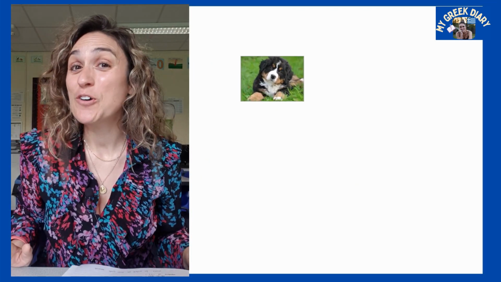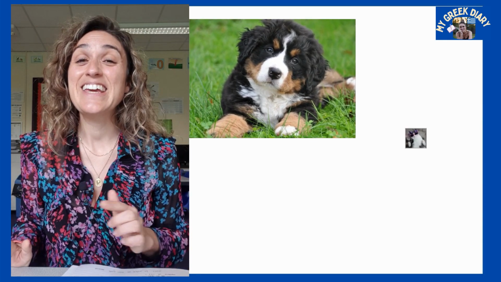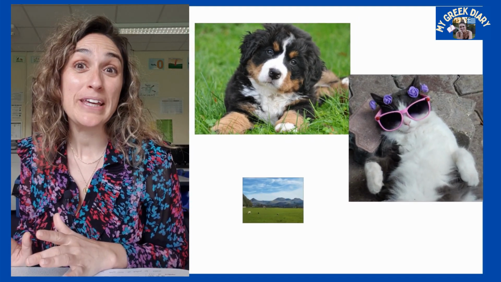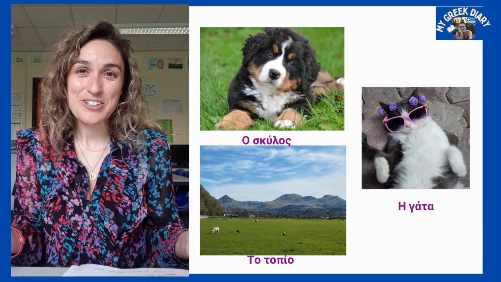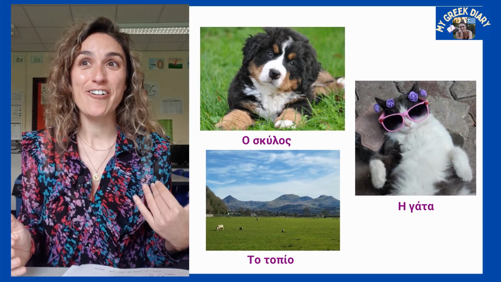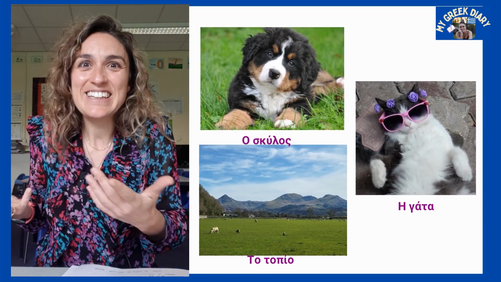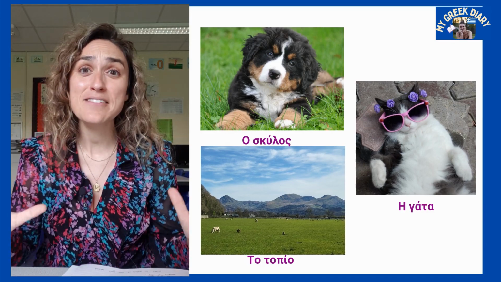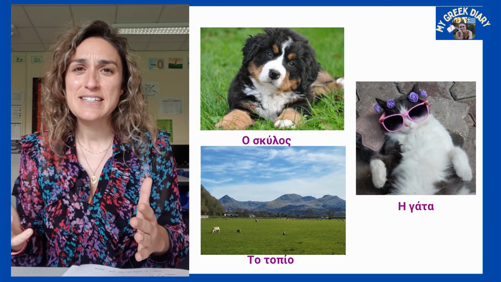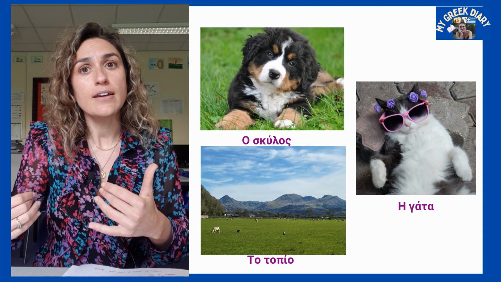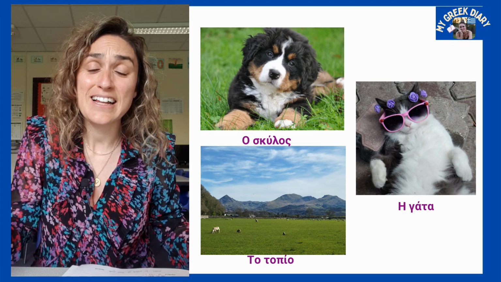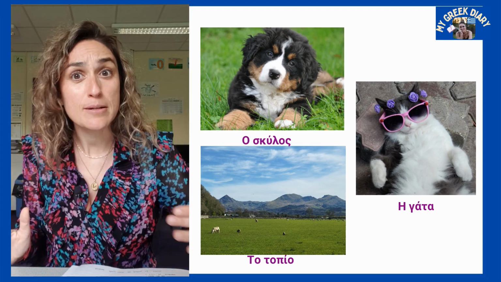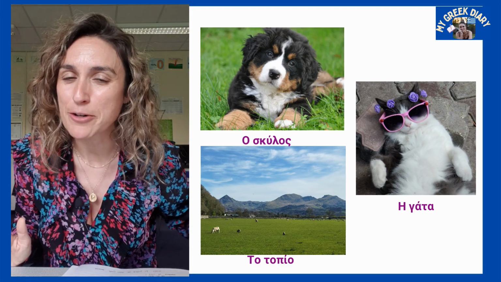I'm gonna show you 3 pictures. We've got ο σκύλος, η γάτα, το τοπίο, the landscape. These 3 pictures, if you're an English speaker, I would say, oh, I like the dog, I like the cat, I like the landscape, okay? In English, this I is the main subject, like is the verb, and the dog, the cat, the landscape is the object. So it follows the same structure as we did before in step number 1.